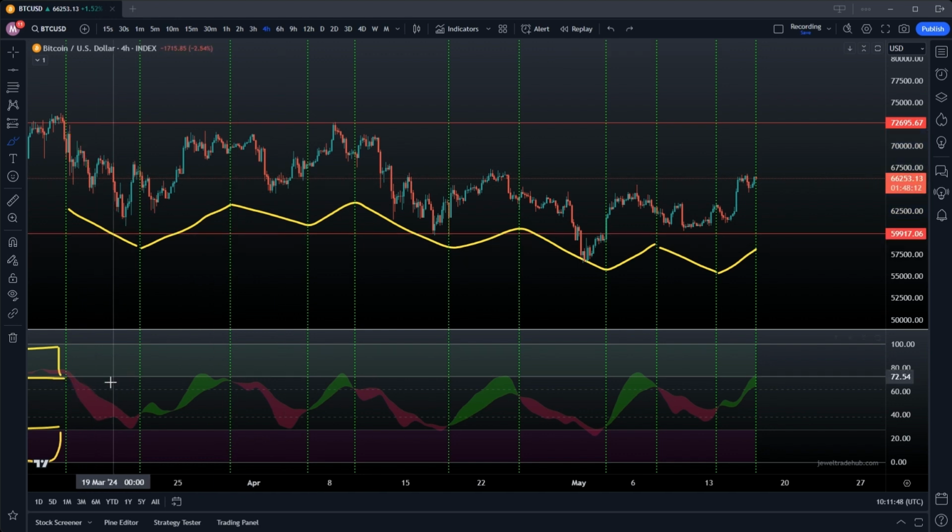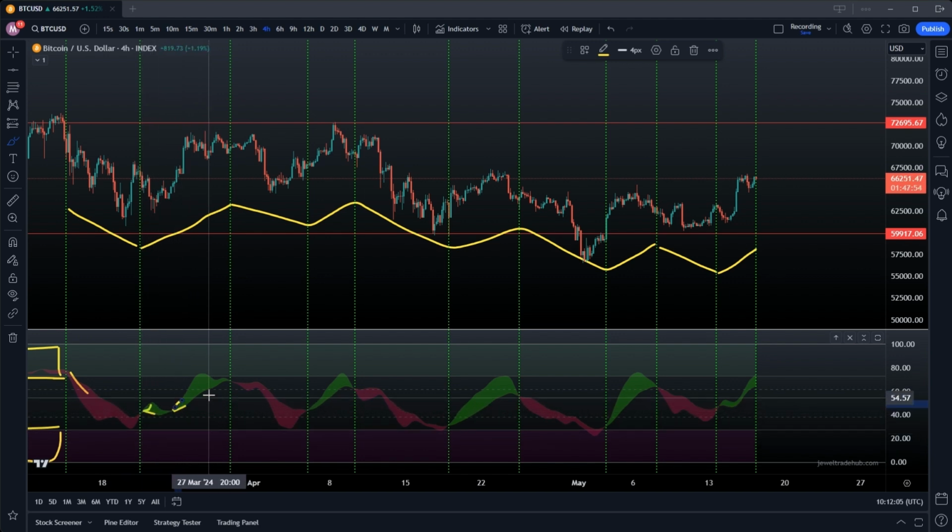And now is not a good time to look for long entries. Same thing on the other side. When the cloud is expanding, that's another case, right? Is green, now is not a good time to look for short entries.